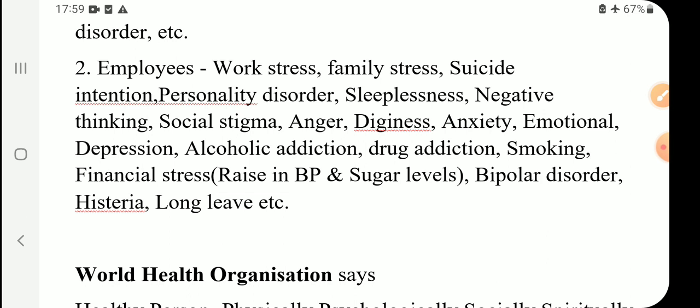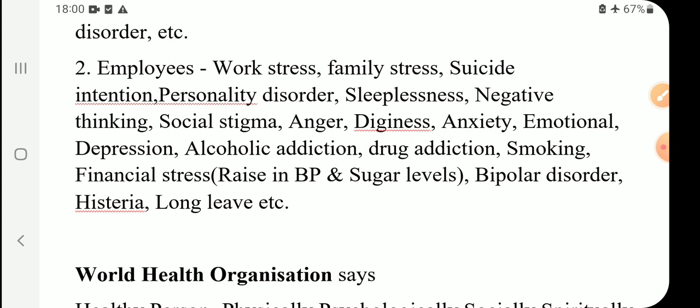Some people have depression, and some have addiction to alcohol, drugs, and smoking, or any kind of financial stress. The depression may be due to financial stress, family stress, work stress, bipolar disorder, or hysteria, or taking long leaves. If any of these symptoms are present in a person, they will be called a psychiatric patient. So these people also have to approach a psychiatrist to get the right solution and lead a happy life.